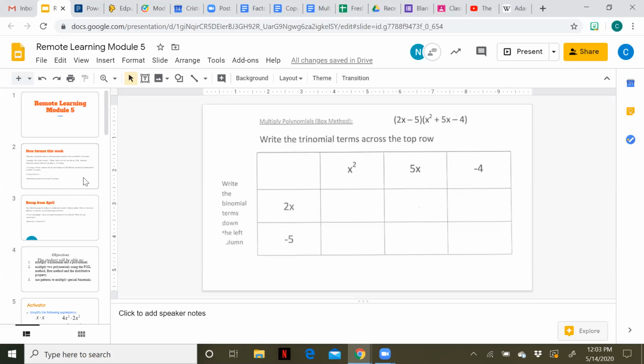So come ask questions. The final assessment for this work, polynomials, box method, distributive, FOIL, all the things that we're going to go over the next couple of days. There won't be a pre-assessment. There will be a post-assessment, though, on Thursday, a week from today. Okay?